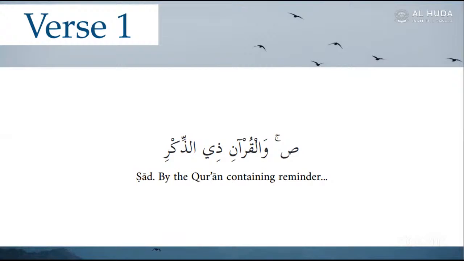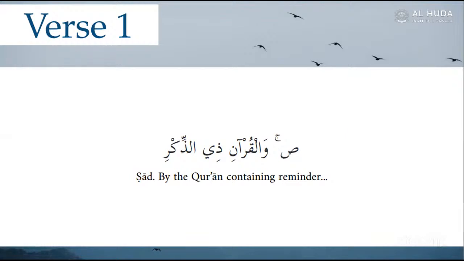The jawab qasam is not mentioned. So some scholars say it is mahdhuf, it is omitted. And what is that jawab qasam? By Allah, by the Qur'an that is full of reminder, the reality is not what the kuffar say, that the Qur'an is fabricated. Okay, so this is one interpretation.